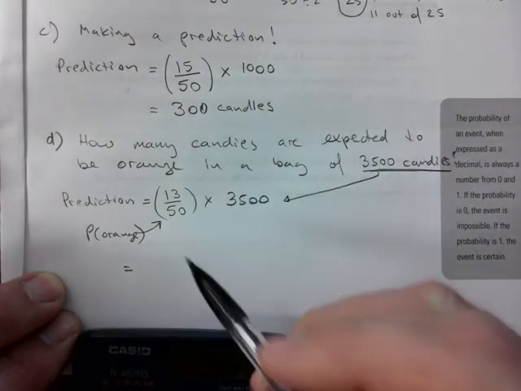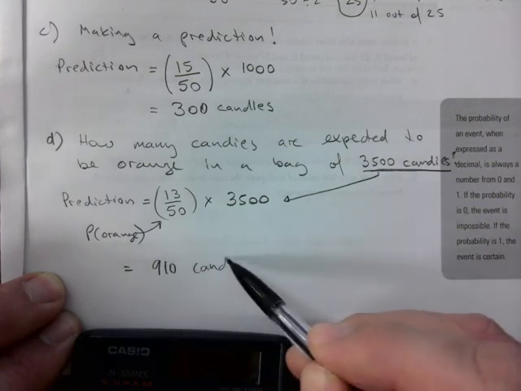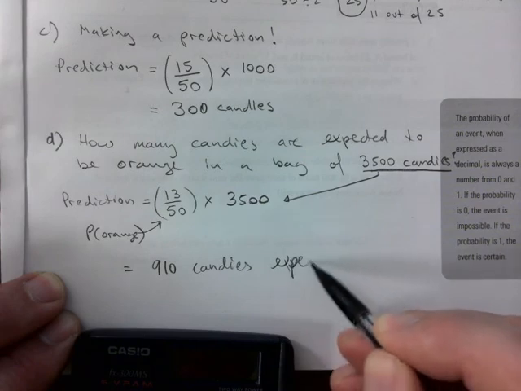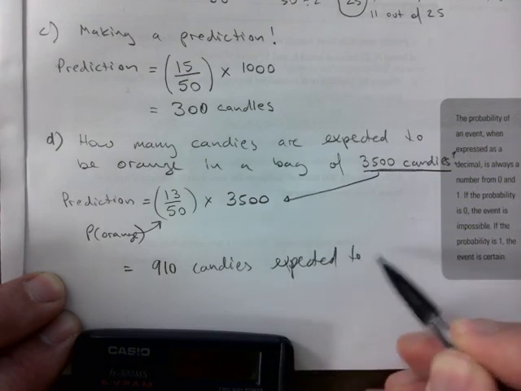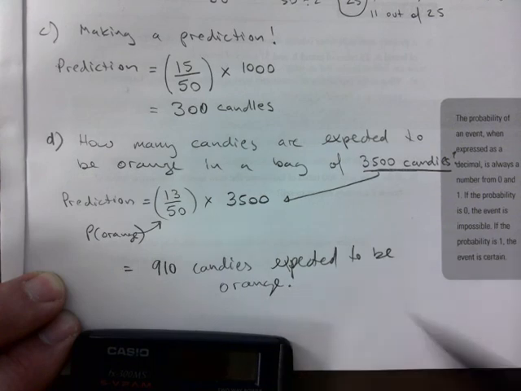So no need to round to a whole number. 910 candies expected to be orange. Okay.